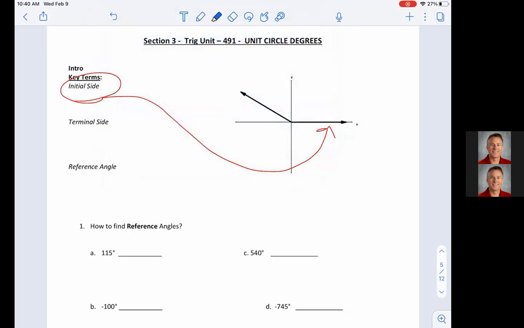The terminal side is where it ends, where it terminates. So if the angle starts here on its initial side, when we rotate it this way, that is the terminal side. Okay, so the terminal side is where it terminates or ends.